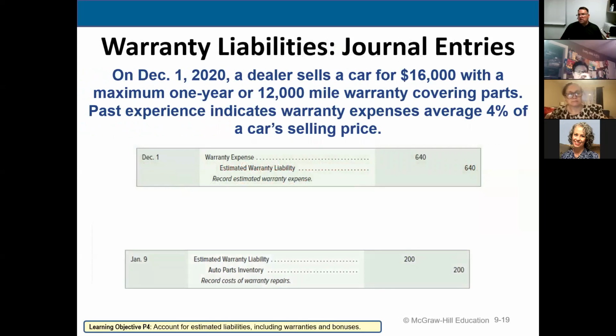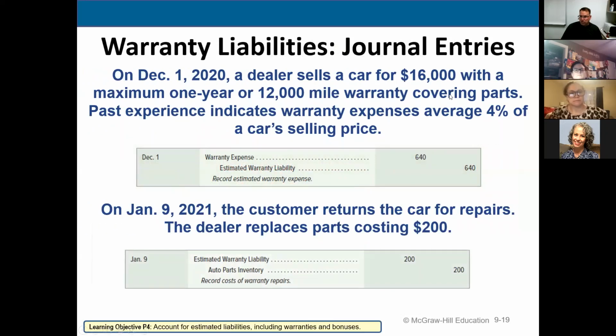So on December 1st, the dealer sells a car for $16,000 with a 1-year, 12,000 mile warranty coverage on the parts. So what they do is they make an estimate based on past experience. In this case, their experience is that warranty expenses average 4% of a car's selling price. So again, in real life, you would have to figure this out. You would have to say, well, what does past experience tell us? And then make this estimate. In a problem, like in a textbook, they're going to have to tell you this information.